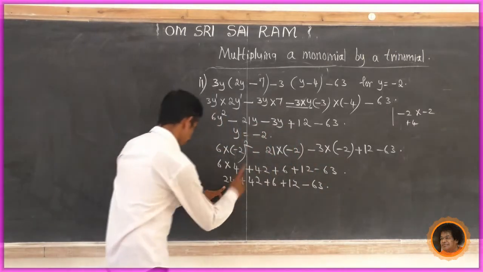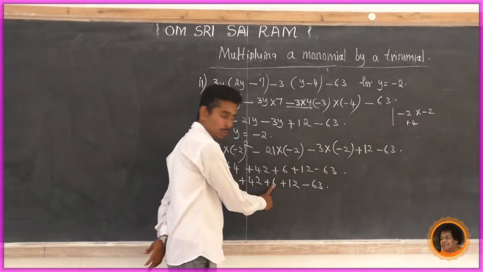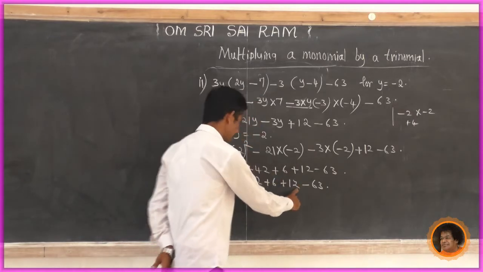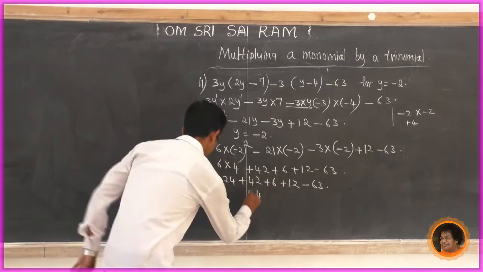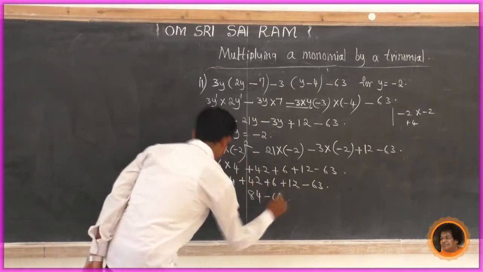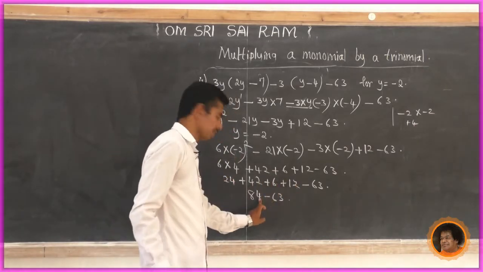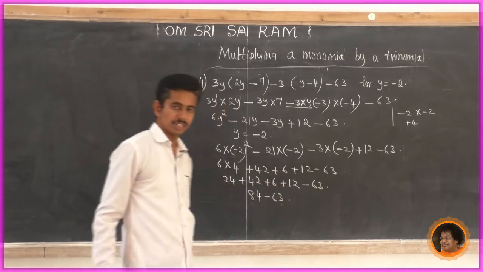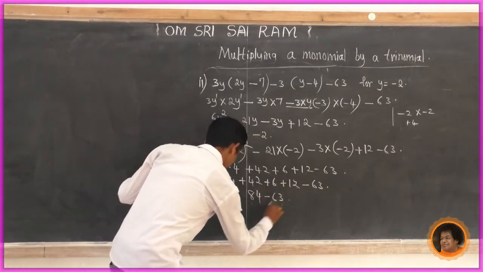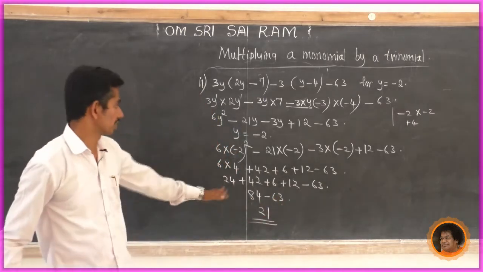Now add them. 24 plus 42 plus 6, then 12. 4 plus 2, 6. 6 plus 6, 12. 12 plus 2, 14. So 14, and 1 is left. 3, 7, 8. So 84 minus 63. Just check it. 4 minus 3, 1. Then 8 minus 6 is 2. What is the answer? 21 is the answer for this question.